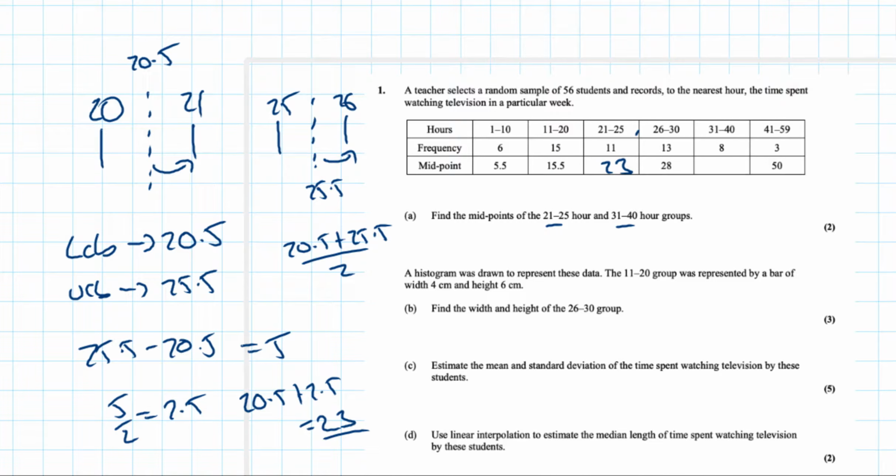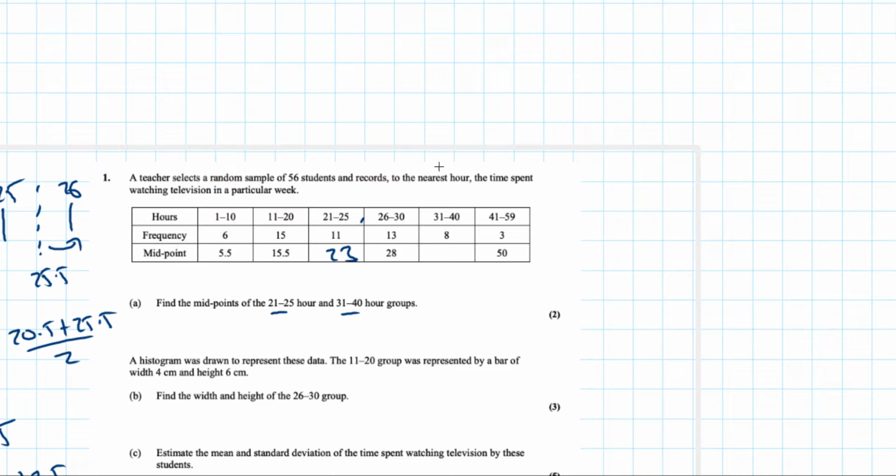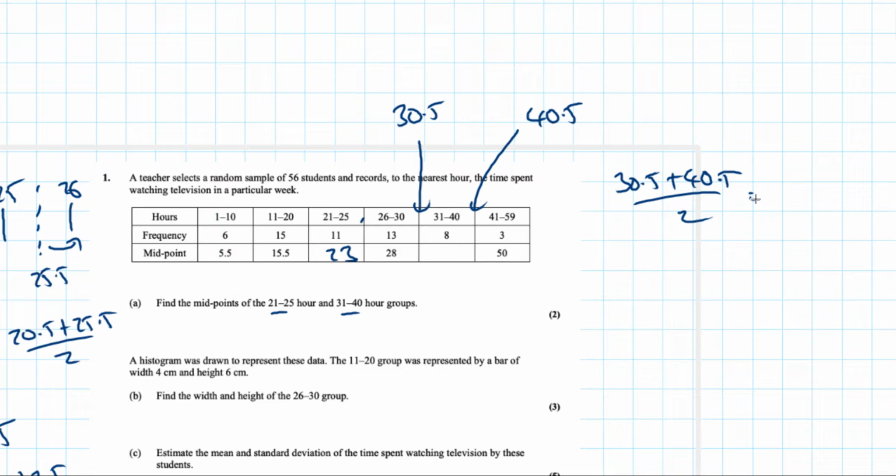The second one here, between 31 and 40, again, we look at the class bounds between 30 and 31, so that suggests that the number in between, 30.5, represents the lower class bound of 31 to 40, and then we've got the upper class bound here, 40.5, between 40 and 41. So then you just add these two together, so 30.5 plus 40.5, divide them by 2, and you get a value of 35.5. And that is your two answers here.